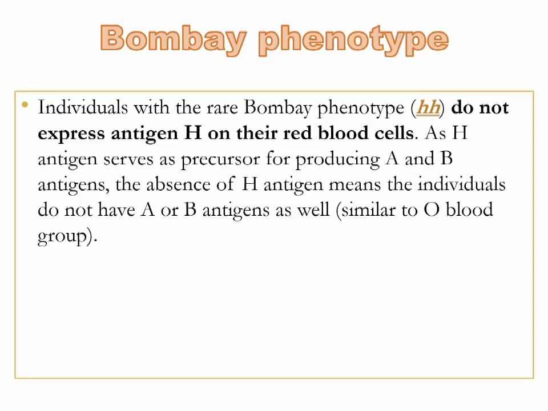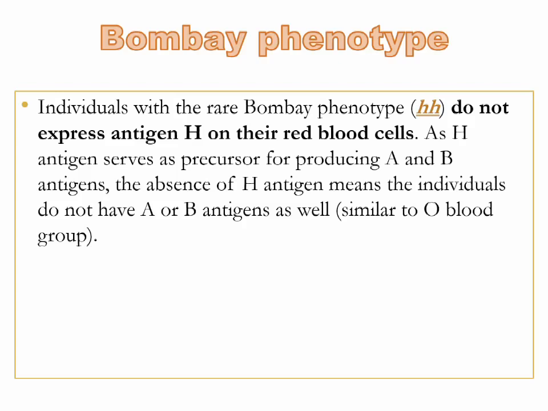So here it tells you individuals with a rare Bombay phenotype, which we give the symbol hh, don't express antigen H on the red blood cells. As the H antigen serves as a precursor for producing A and B antigens, the absence of the H antigen means individuals don't have A or B antigens as well.